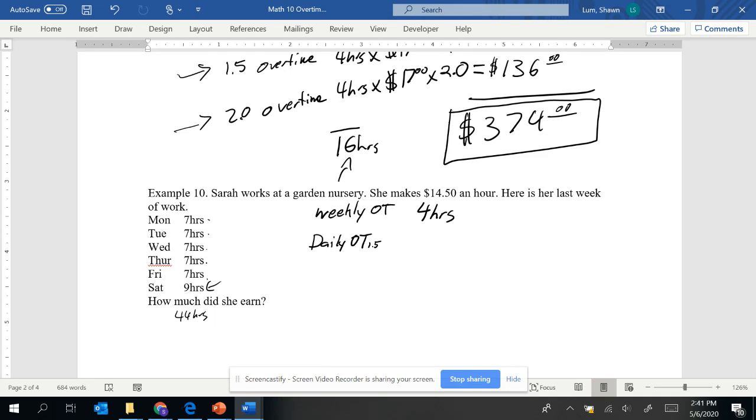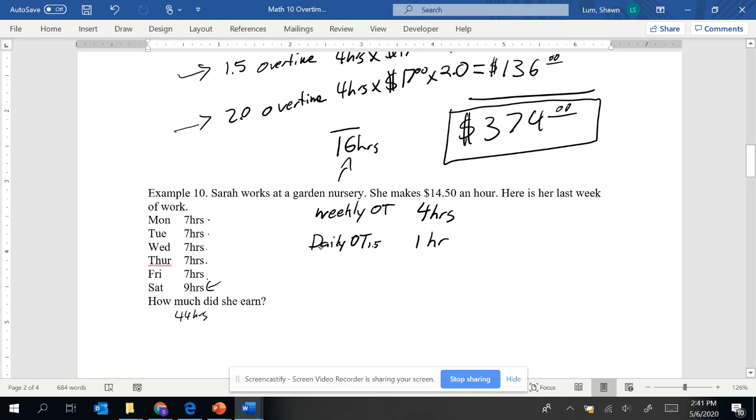We just have this one day that they worked some daily overtime hours, and how many hours over was that? Remember, a full day's work is 8 hours, and so that is 1 hour above that. So she just has 1 hour above for daily overtime right there.